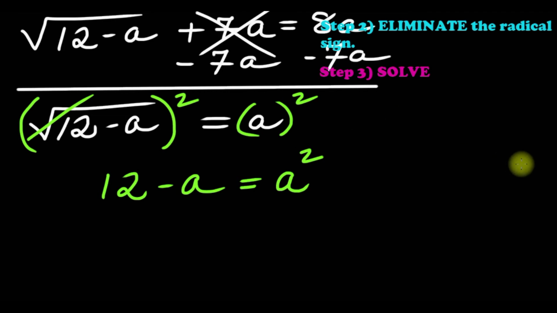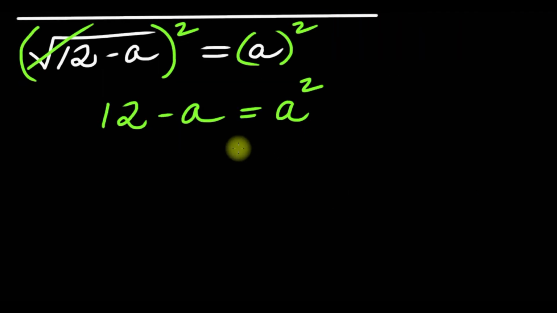Step 3 is to solve. So we're going to solve for a here. If you look at this equation, because of the square, it makes it a quadratic equation. So to solve a quadratic equation, the first thing we have to do is to set it equal to 0. To have 0 on this side, we would have to minus 12 and then plus a.